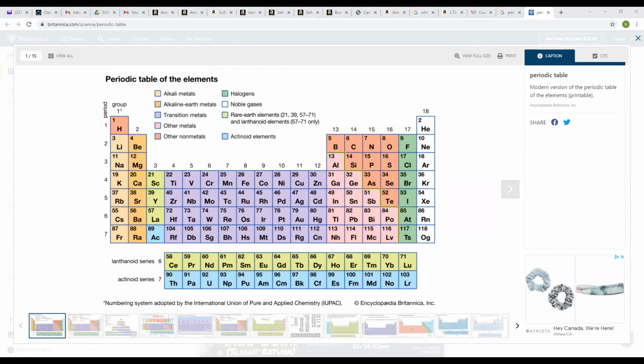Which leads us right into number 5 we talked about: why do elements that make positive ions sit on the left side of the periodic table, and those that make negative ions sit on the right side? Can you guys take a chance on answering that? Do you know what the answer is?